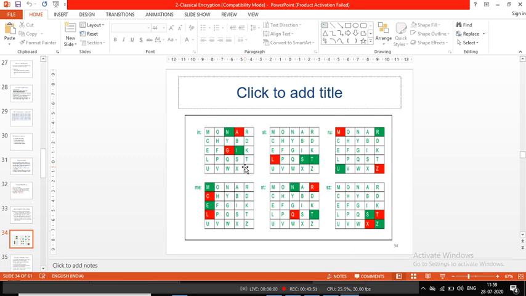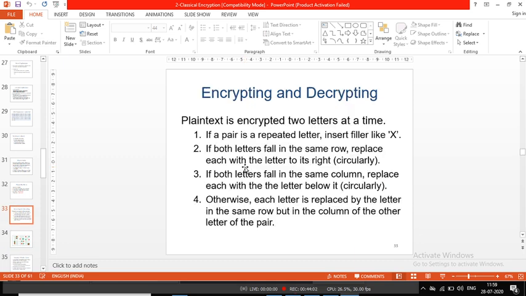Now I have a key, and the remaining letters have been filled into that 5 by 5 matrix. Now the encryption is going to take place. We have 4 steps here in our encryption and decryption.